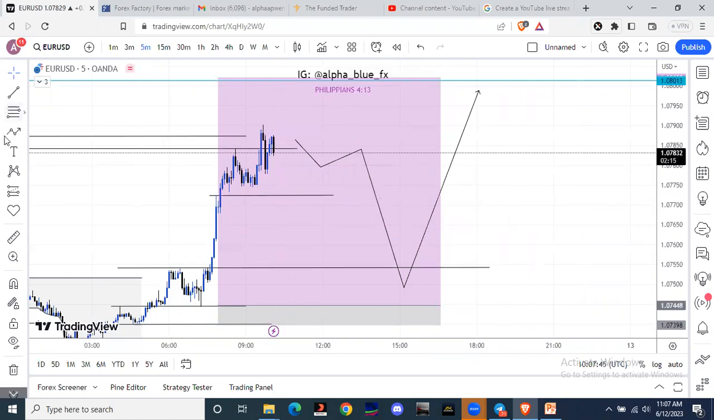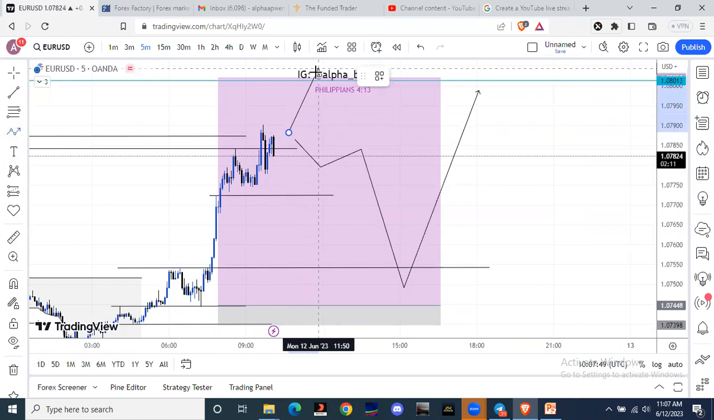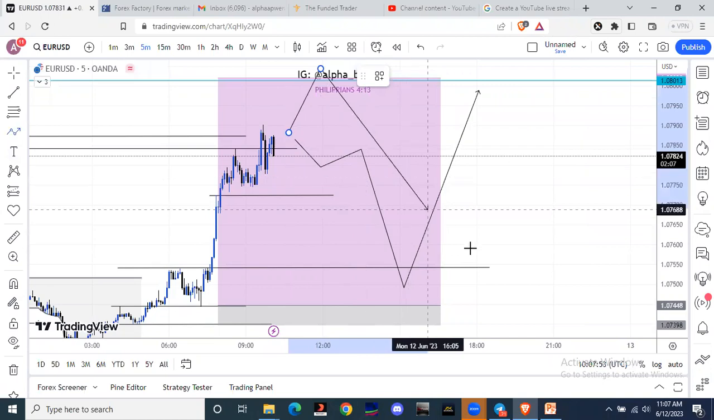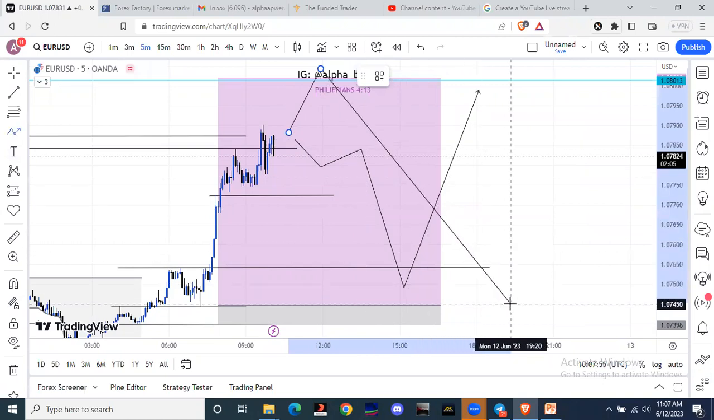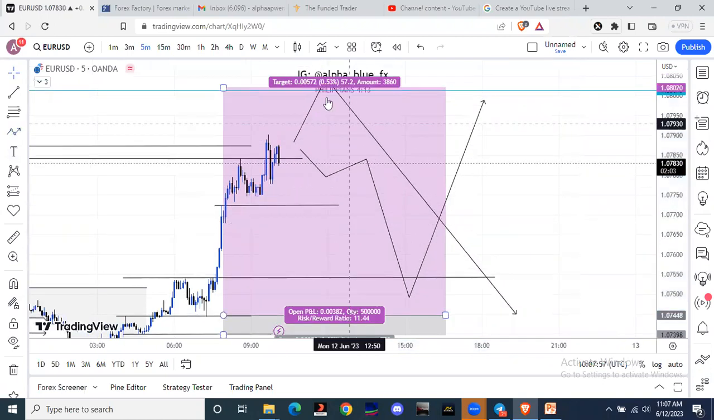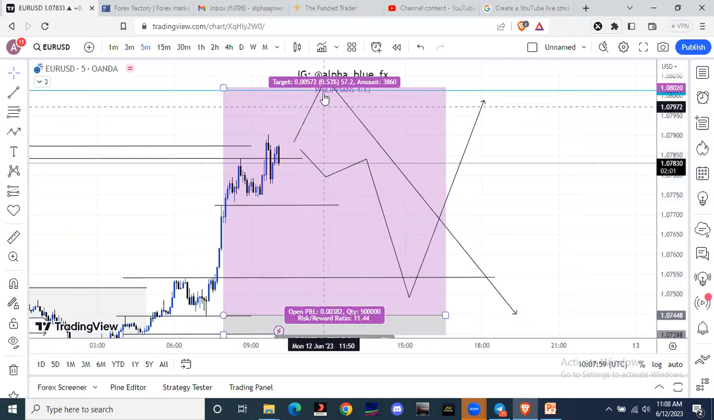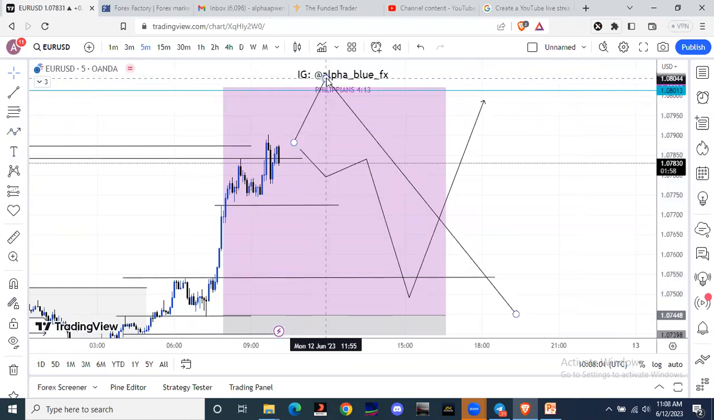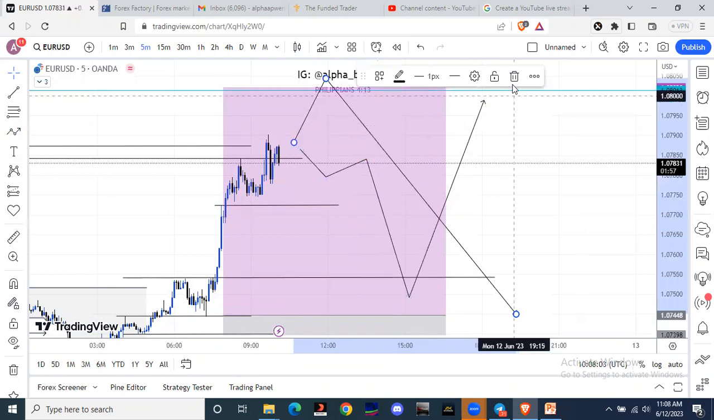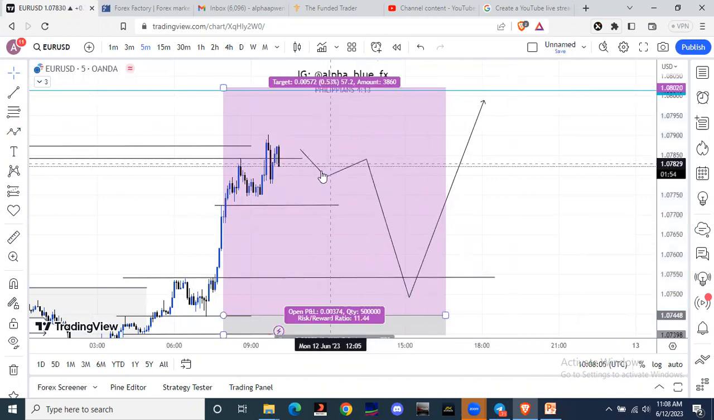Another thing that can happen is that I said price can come up here to clear this horizontal line I drew before it comes down. So it's possible we can even see this scenario, this one. It's very possible. But I'm more towards this other scenario.